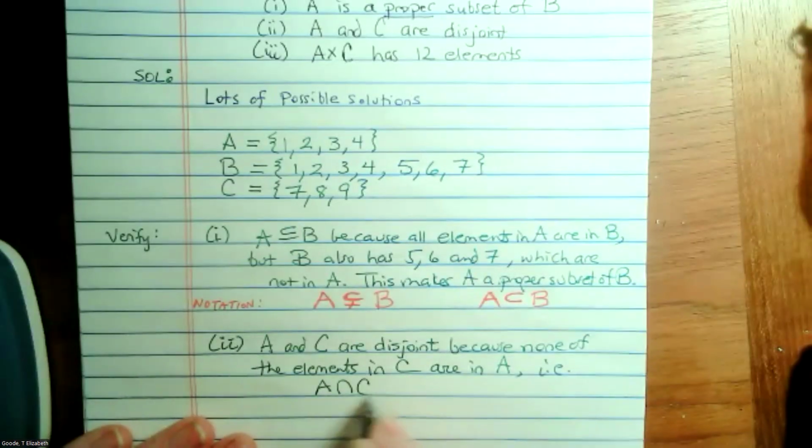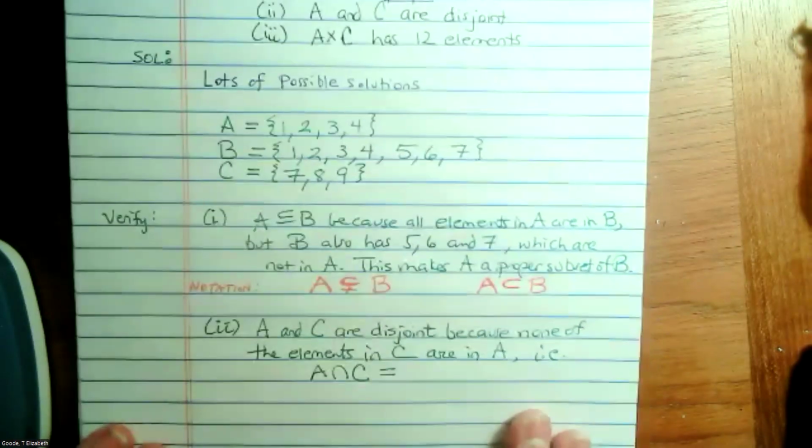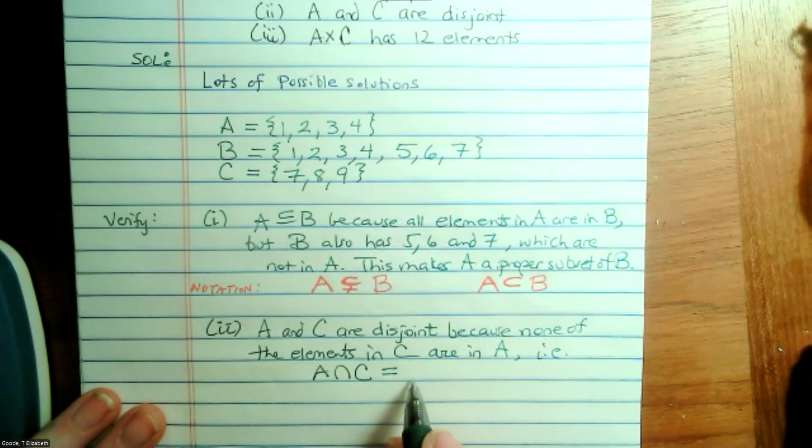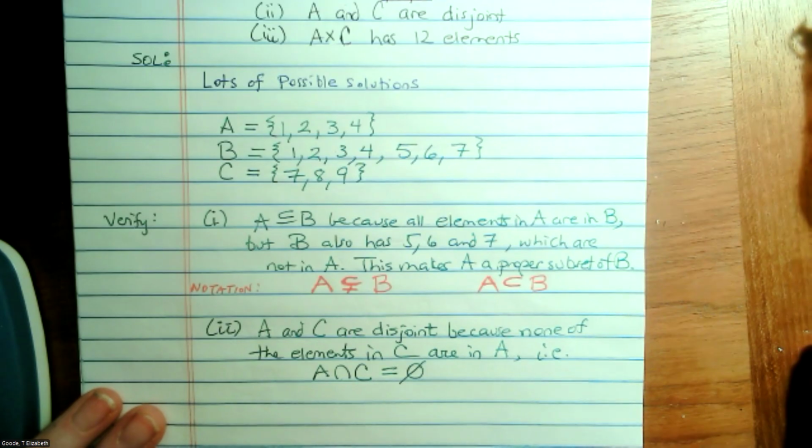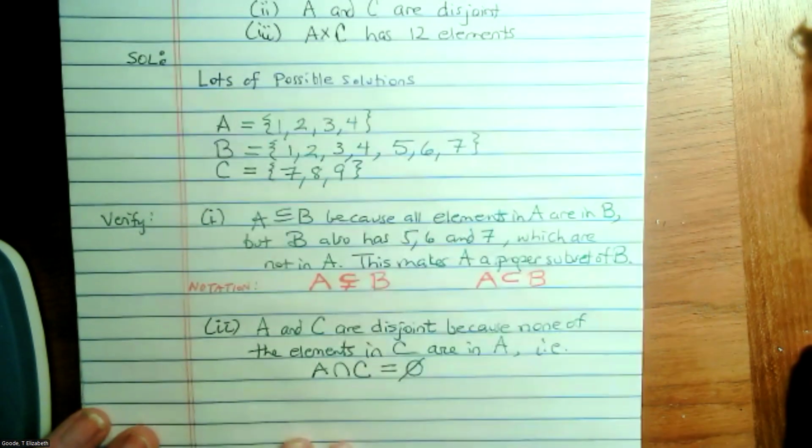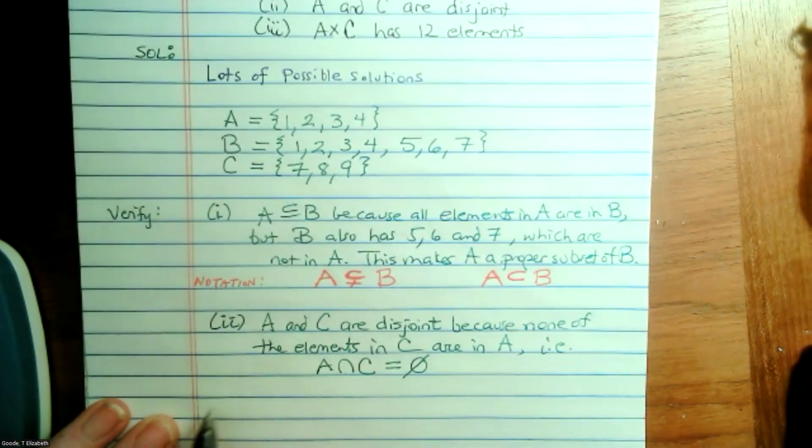A intersect C is equal to what? That's right. That's the definition of disjoint. So you could just say that. Notation's so handy. How would you verify property three?